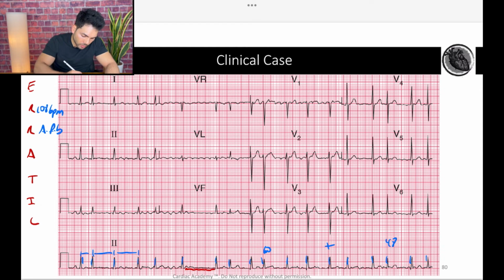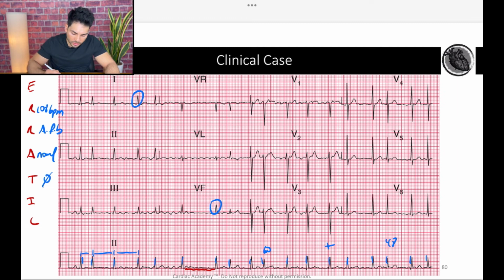Axis, lead 1, upright, AVL, upright. That's normal axis. T waves for QTC interval. Can we see T waves on this rhythm? We can't. We only see the fibrillation waves, so we can't really assess the QT interval, okay?